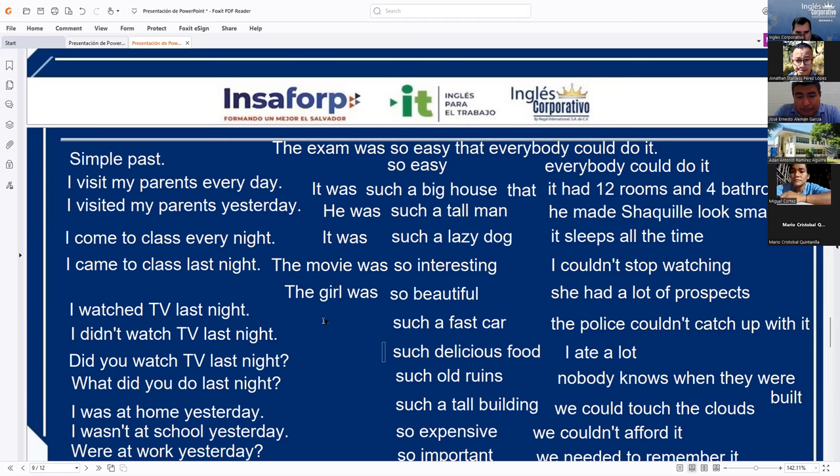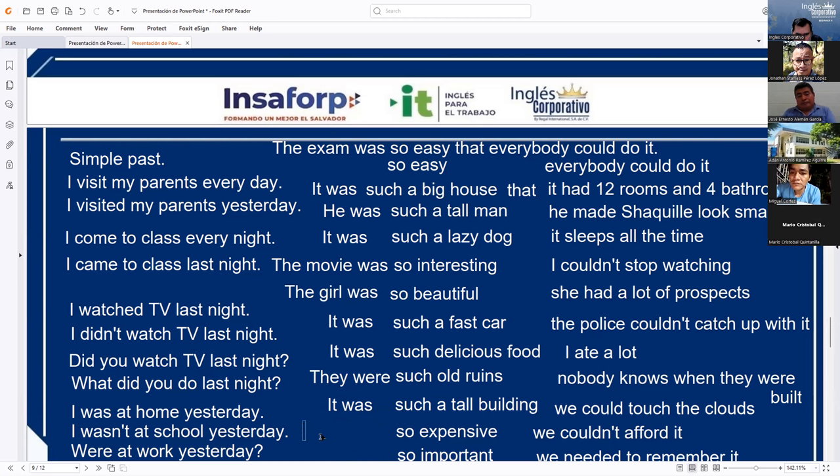It was such a fast car. Maybe say just "it," because we don't have room for the Lamborghini. Okay, we can say it was such delicious food. They were such old ruins. It was such a tall building. It was such a tall building.